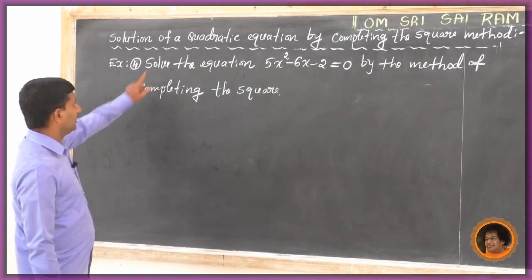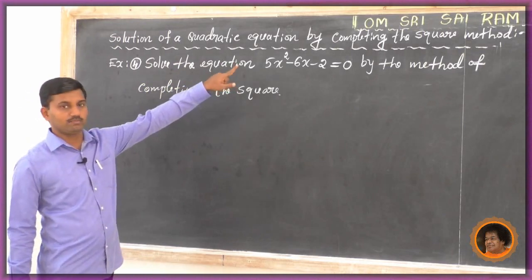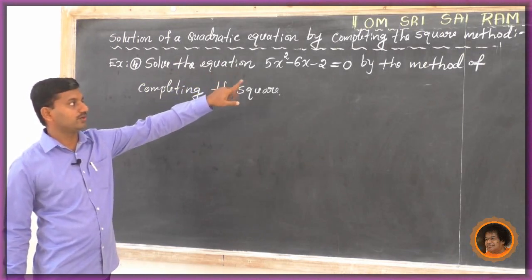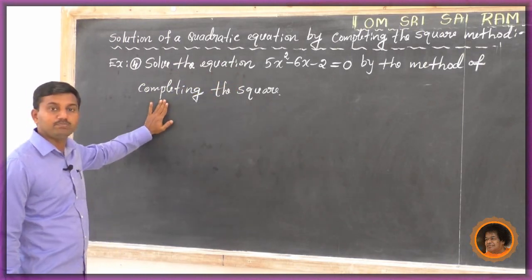So next example, solve the equation 5x square minus 6x minus 2 equal to 0 by the method of completing the square.